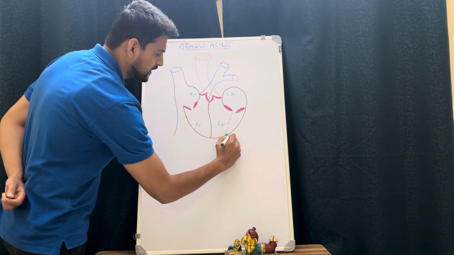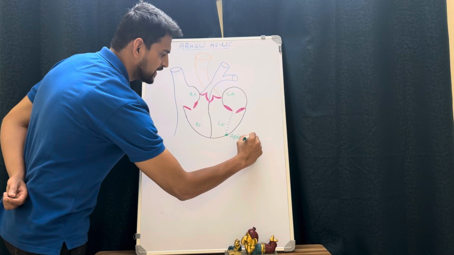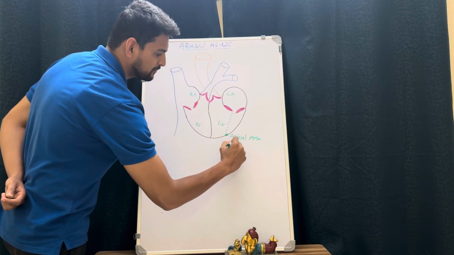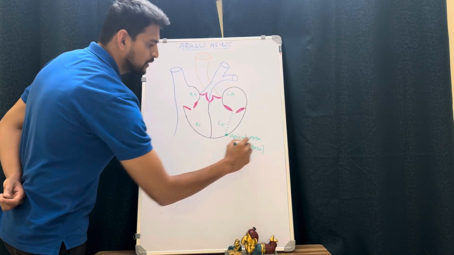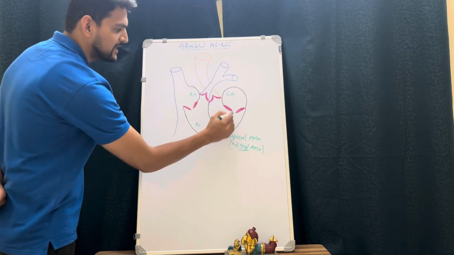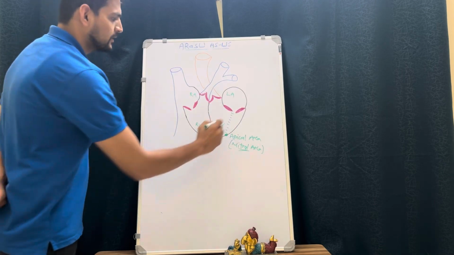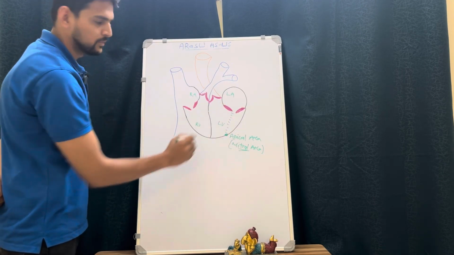So here we can consider it as the apical area, also called the mitral area. To observe carefully, this mitral area is not lying exactly over the mitral valve. So this is the difference between the area and the valve.